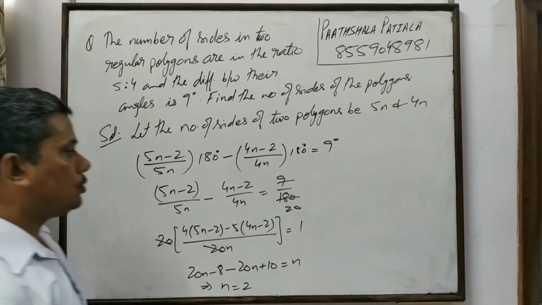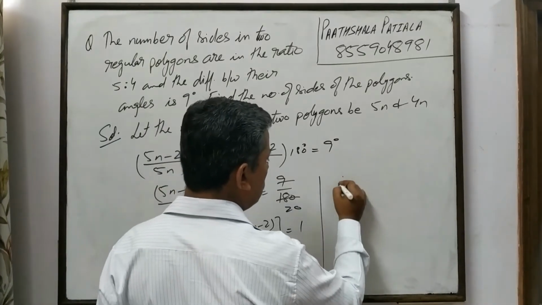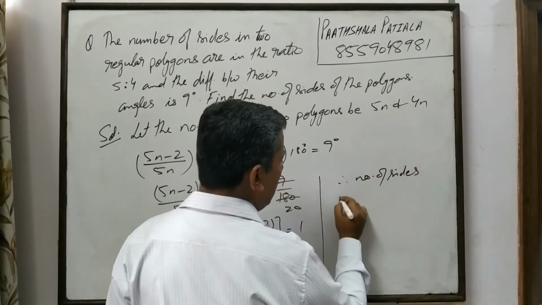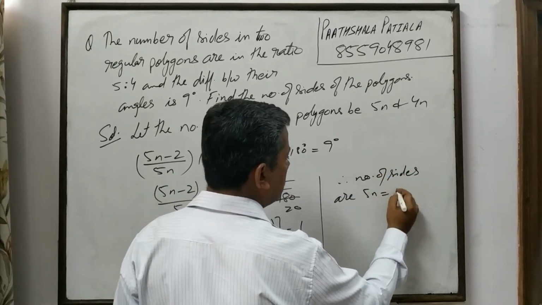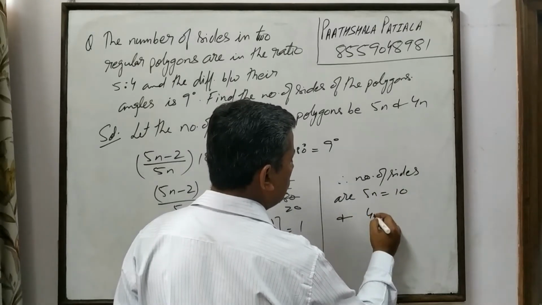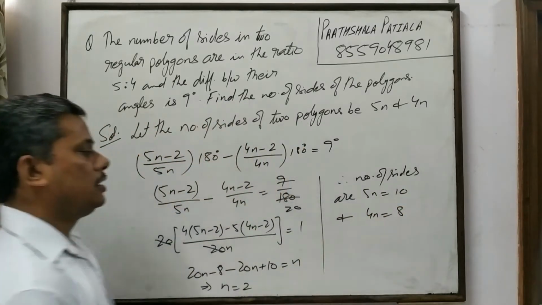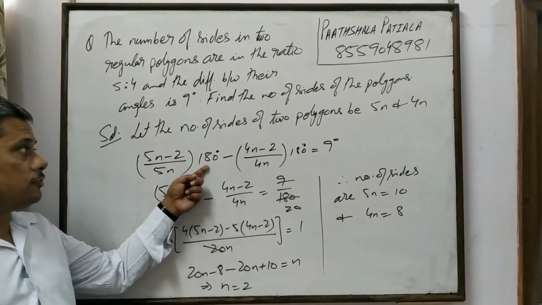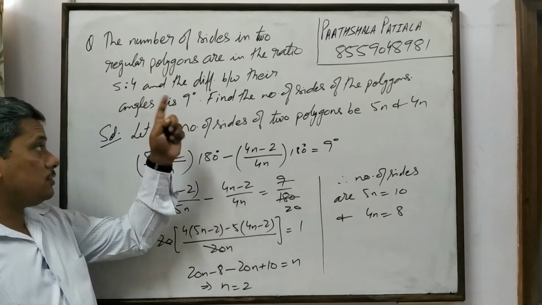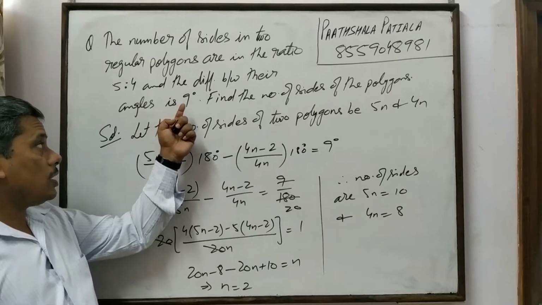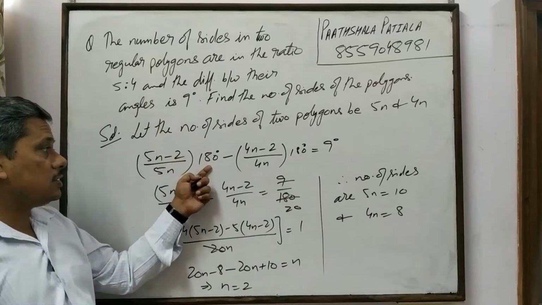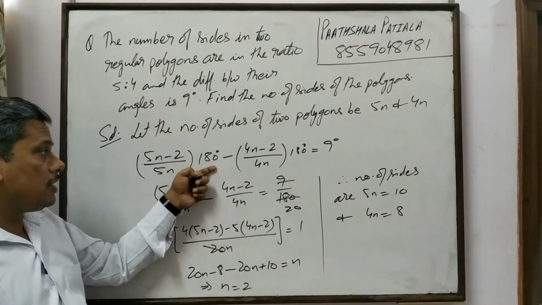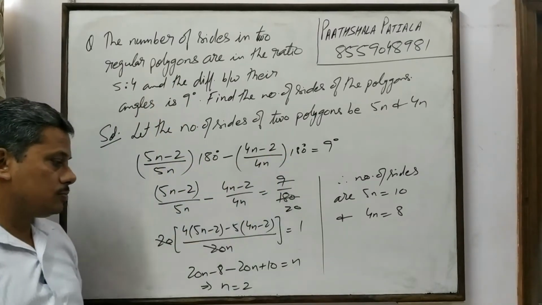So n is equal to 2. Therefore, the number of sides are 5n is equal to 10 and 4n is equal to 8, 10 and 8 respectively. So you need to be careful. In the previous question which we did in the previous lecture, we took the angle in radians, but since here the difference is given in degrees, we have taken the angle in degrees.